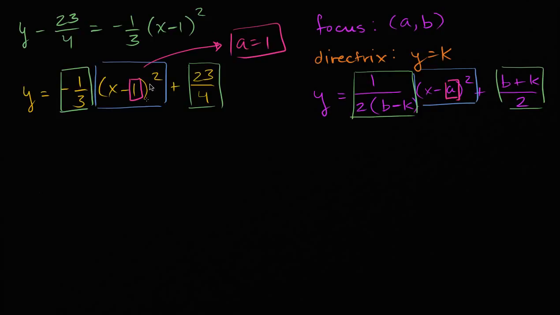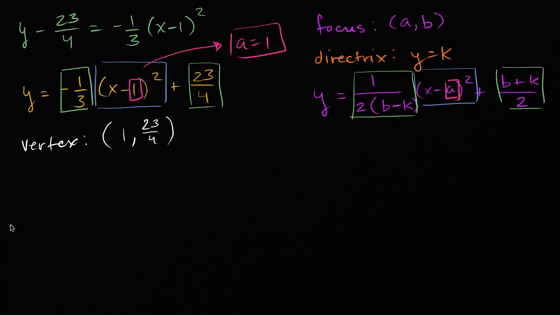When this is 0, y is equal to 23 over 4. So our vertex is that maximum point. When does this equal 0? When x equals 1. When x equals 1, you get 1 minus 1 squared, so it's 0 squared times negative 1/3, which is 0. So when x is equal to 1, we're at our maximum y value of 23 over 4, which is 5 3/4. That's our vertex, and it is a downward opening parabola.